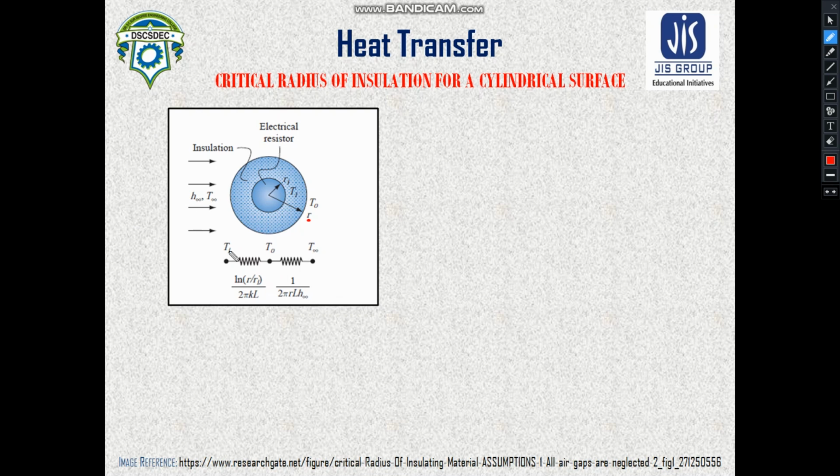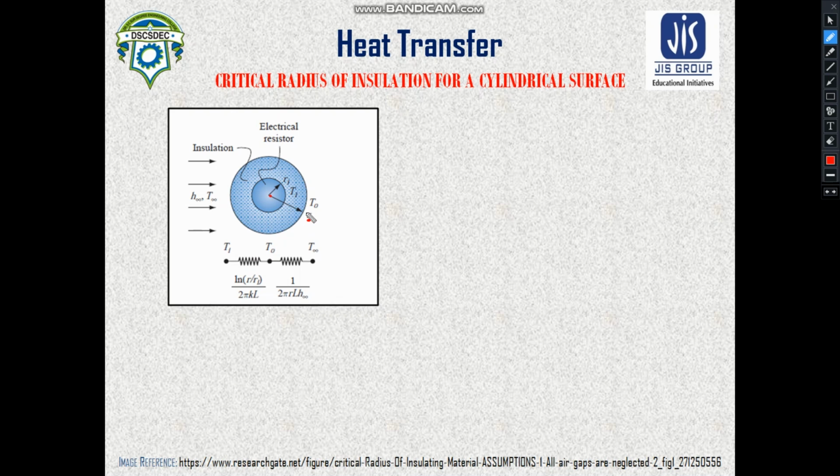And you can see there is a fluid flow. The temperature of the fluid is T infinity. Now what will happen? What are the modes of heat transfer taking place? It will be conduction as well as convection. That means both the conduction and convection modes of heat transfer will take place here.